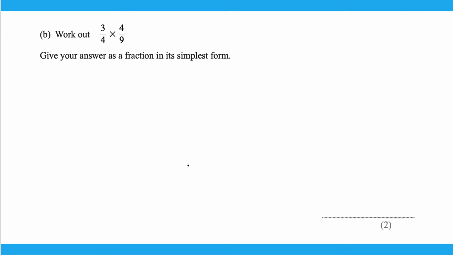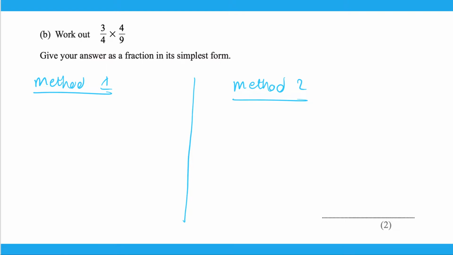Okay, another question. This time we are multiplying. Now I'm going to go through 2 ways in which we can tackle this question. So we'll put method 1 and we'll put method 2. The first method is the easier method, but it requires more work.